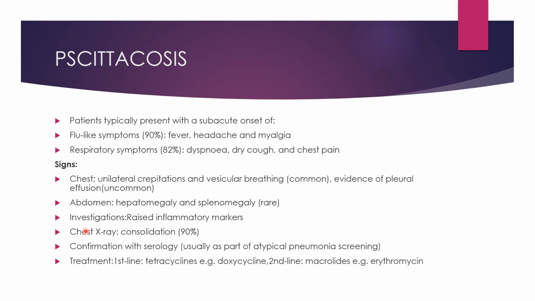The investigations will show raised inflammatory markers and chest X-ray will show consolidation. The confirmation of the diagnosis is with serology, usually as a part of atypical pneumonia screening. Serology is the confirmative test. The first line drug would be tetracycline, which is doxycycline, and second is macrolides such as erythromycin. So the question is framed in such a way that there is bird exposure, there are features of pneumonia with hepatomegaly, splenomegaly, and serology is positive for Chlamydia psittaci. Then they will ask you the line of management. In that case, you have to choose doxycycline.